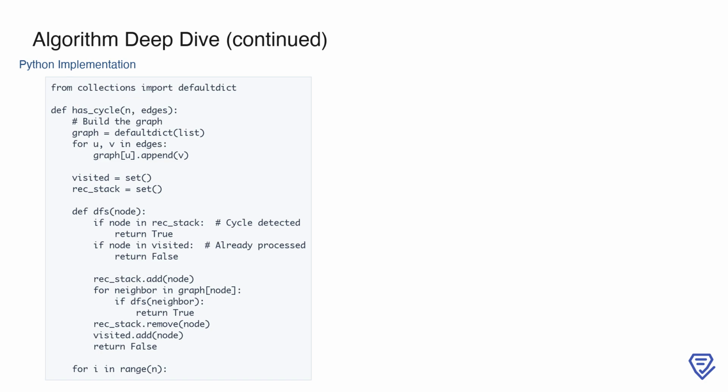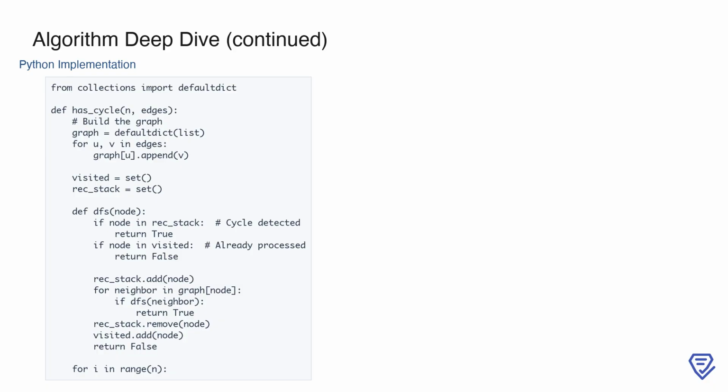First, we use the defaultdict class from Python's collections module to build the adjacency list representation of the graph. For each edge in the given edge list, we append the destination node to the source node's list in the adjacency list. Next, we initialize two sets, visited to keep track of fully processed nodes, and rec_stack to monitor the nodes in the current DFS path. The DFS function is defined as a nested helper function. It takes a node as input and follows our earlier logic.